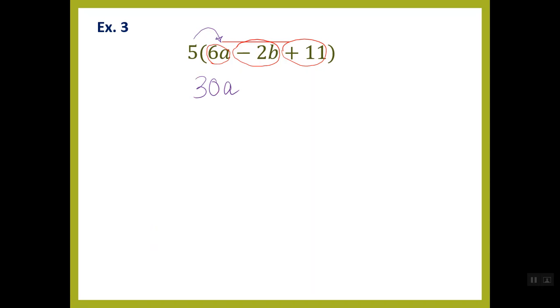30a. You can see we've just multiplied the number times the coefficient, and nothing's happened to the a, because our coefficient, again, is a description of quantity. There are six a's, and then we said we're going to take five times that.